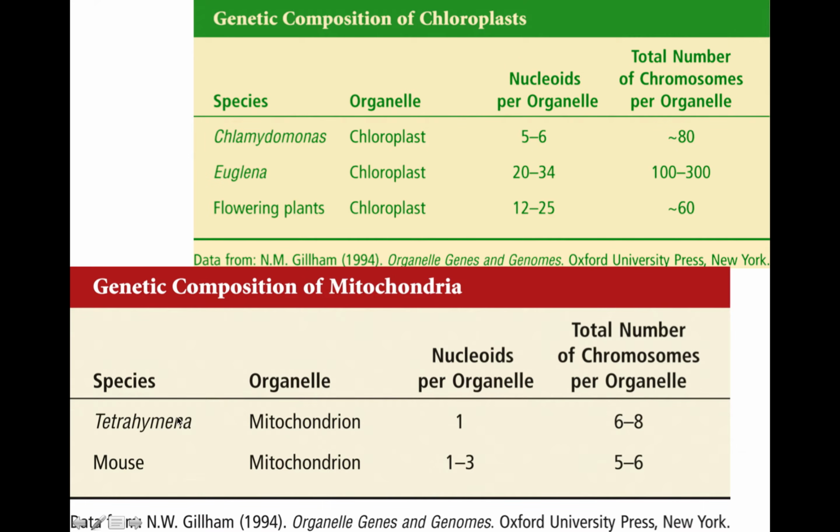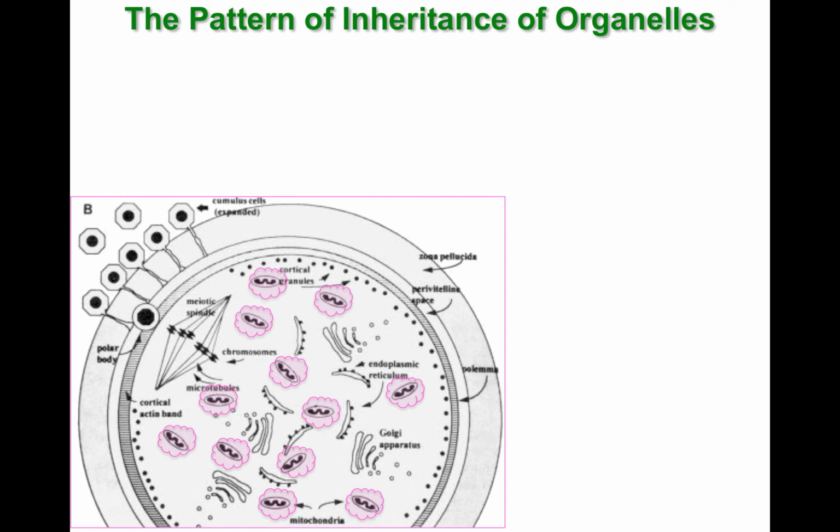Mitochondria in Tetrahymena, which is also a protozoan, has only one nucleoid per organelle with about 6 to 8 different chromosomes per organelle. And the mouse mitochondrion has about 1 to 3 nucleoids per organelle and just 5 to 6 total number of chromosomes per organelle.